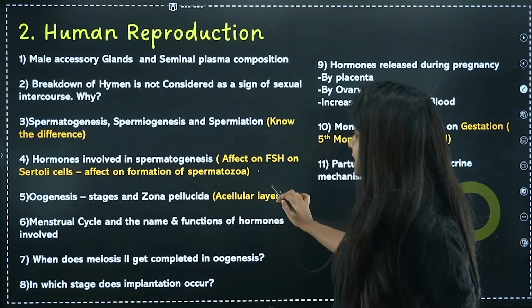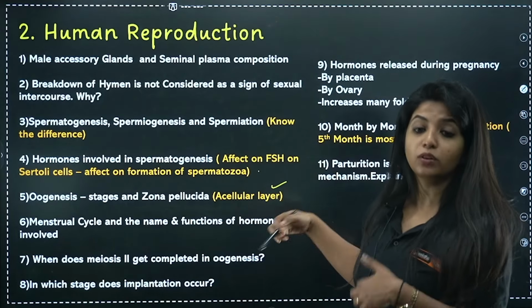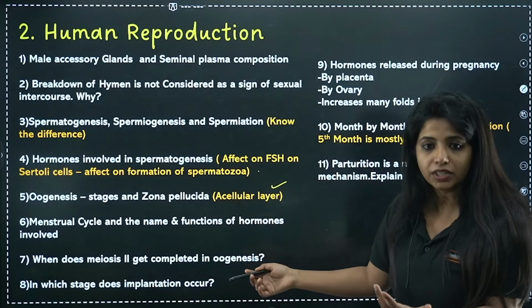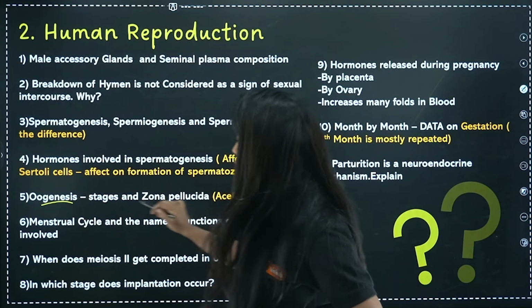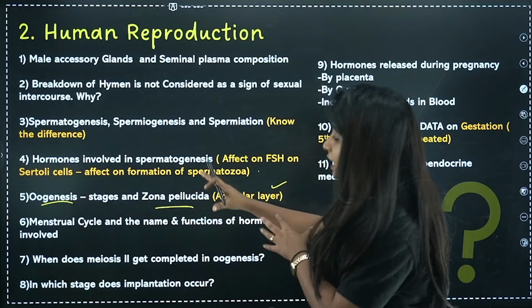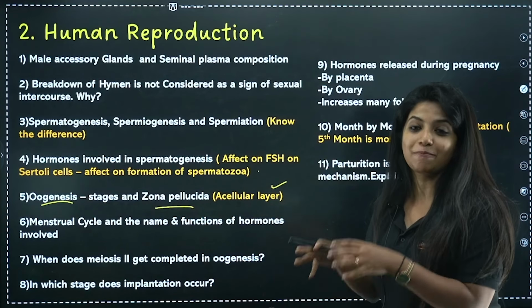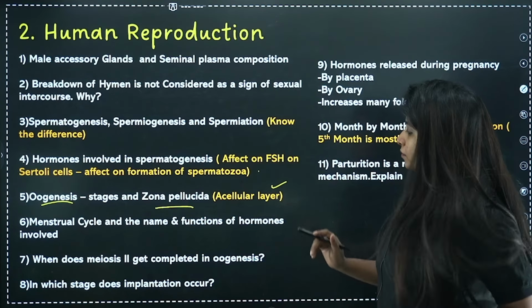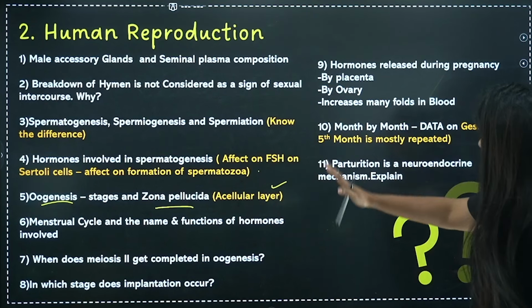Now, zona pellucida is an acellular layer. Please know that as well. Who releases it? The secondary oocyte releases it. So while you study this, you will get to know about it also. But as I said, for something which is more important, I have written it like that so that you give importance to those terms. Whatever is there, I have given it.